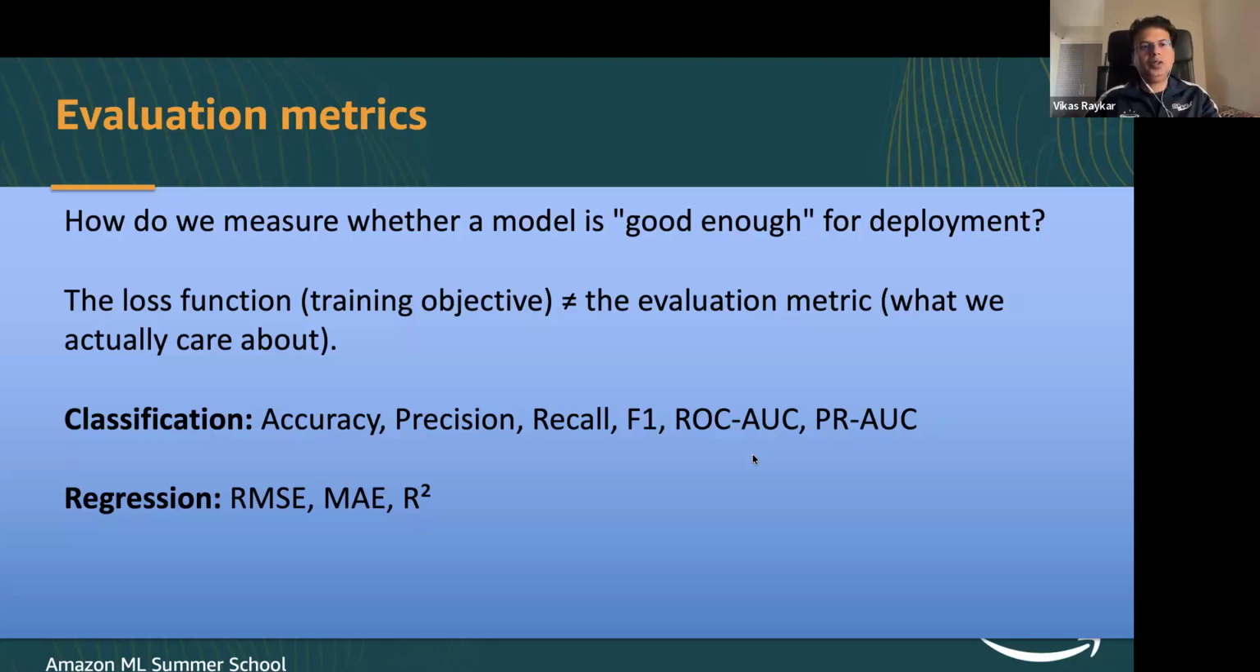Some of the evaluation metrics we'll discuss right now are, for classification, accuracy, precision, recall, F1, the ROC curve, the PR curve, and the area under the curve metrics for both ROC and PR. And for regression, we're going to discuss root mean square error, mean absolute error, and R square.